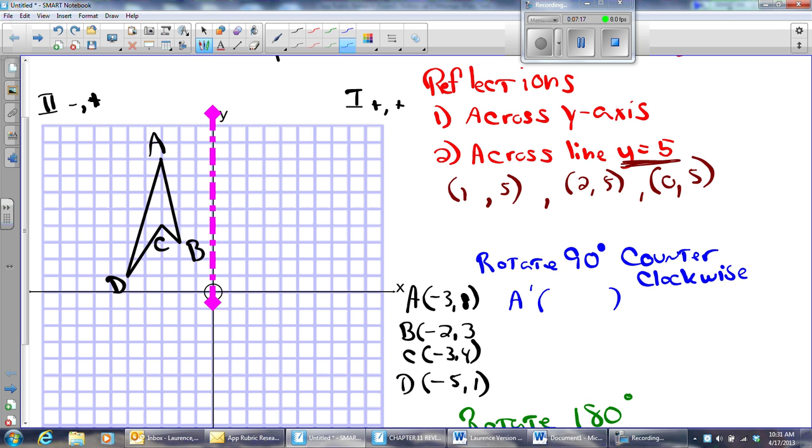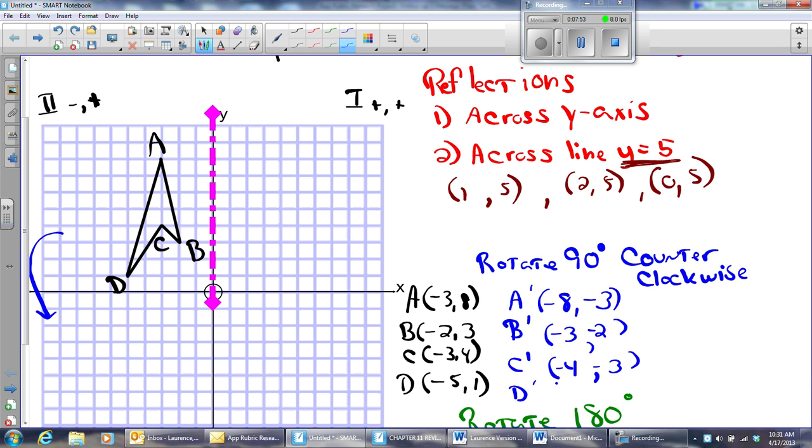So A prime is going to have 8, 3. But I'm going counterclockwise, which is opposite the way the clock moves, which means I'm going to end up in this quadrant. Well, in this quadrant, x is negative and y is negative. So A prime will be at negative 8, negative 3. B prime, I'm going to switch x and y. I'm in the third quadrant. They're both negative. C prime, I'm going to switch x and y, and they're both negative. And then finally D prime, I'm going to switch x and y. I'm in the third quadrant. They're both negative. And I'm just going to plot those points.